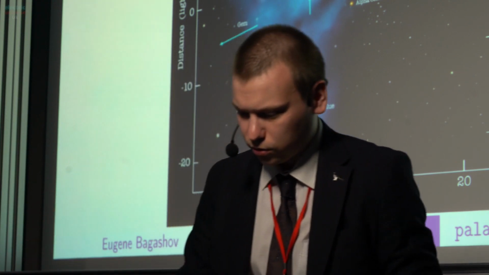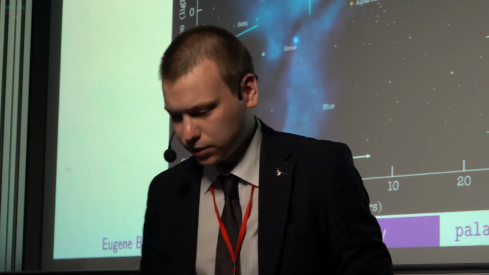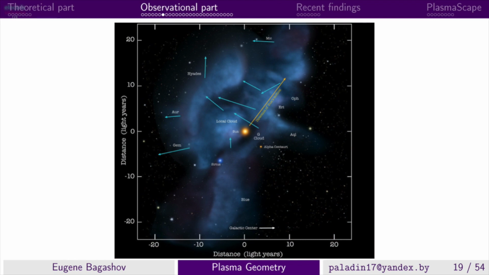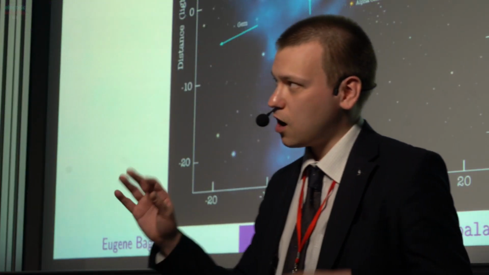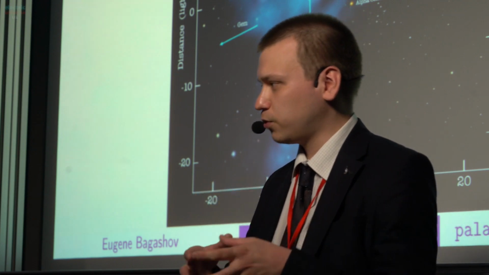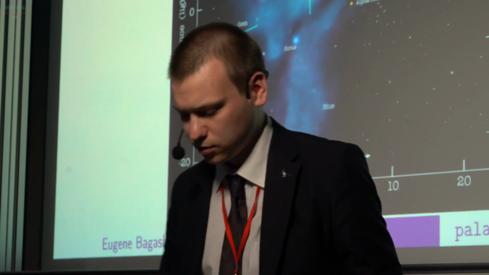Okay, so let's go down a scale. Here we can see the local interstellar cloud. So this is, again, the scales. You can see the distance in light years, so about, let's say, 40 light years in size. You can see the sun in the center, some local stars, Alpha Centauri, Sirius, etc. This is actually an artist's impression, but it's based on real data. So it's more or less accurate, let's say.